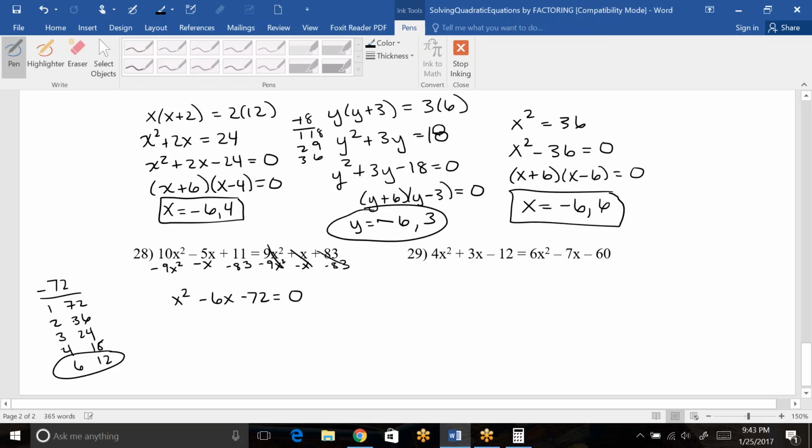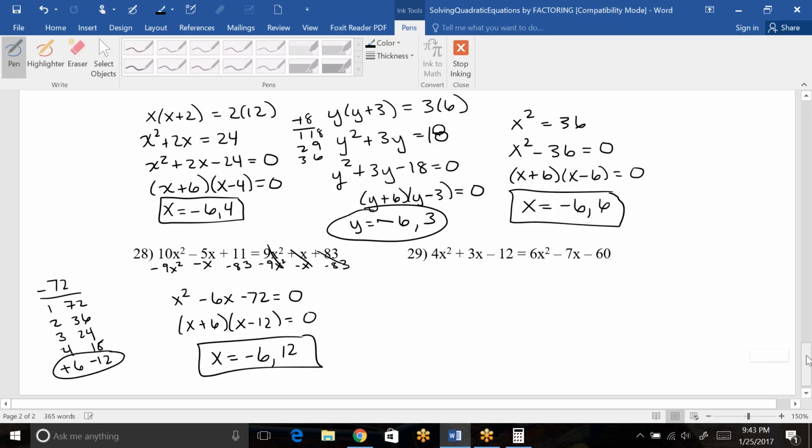These need to be different signs because this is -72. This needs to be a negative and a positive. So -12 and +6 make -6. So x plus 6, x minus 12 equals 0. So we get solutions of -6 and +12 when we solve.